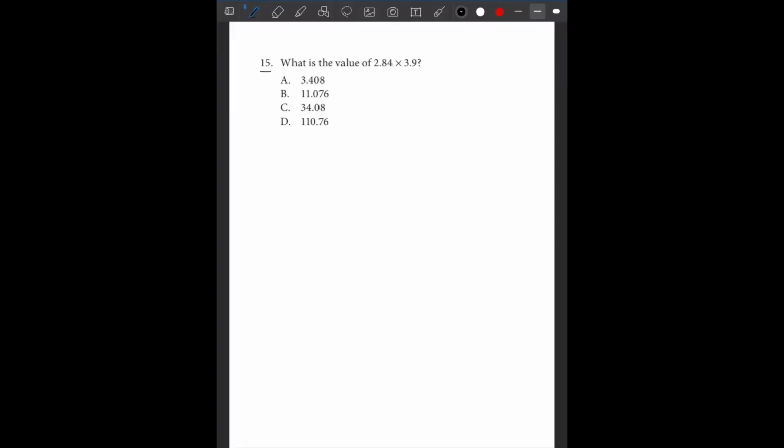Number 15 reads, what is the value of 2.84 times 3.9? This is a simple multiplication problem, but some people can get it wrong by the way they multiply. So this is the correct way to solve it, but if you set up the problem like this, you would have got it wrong.